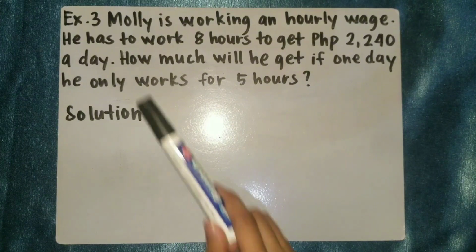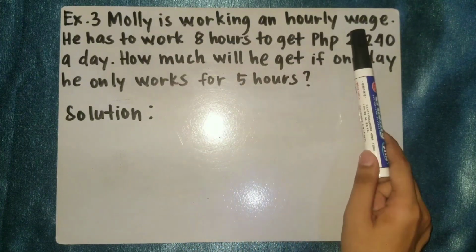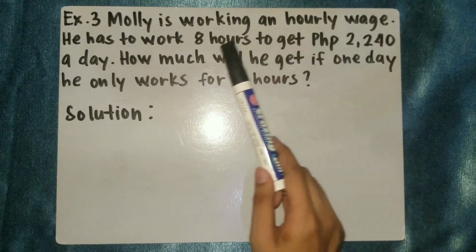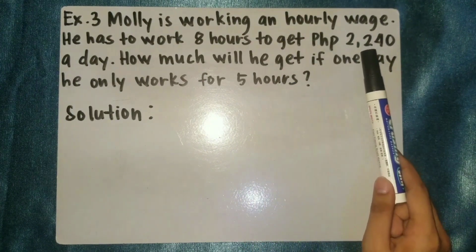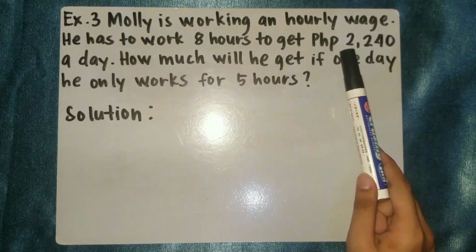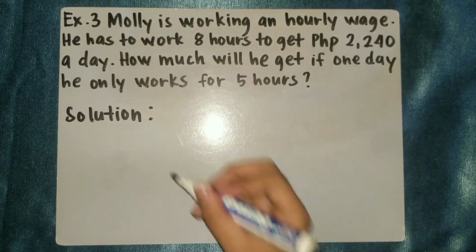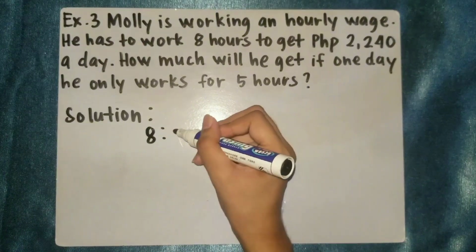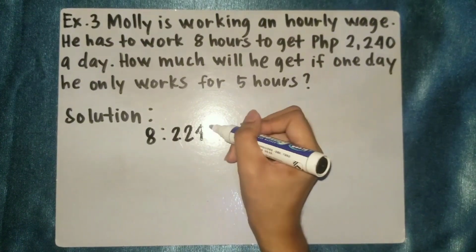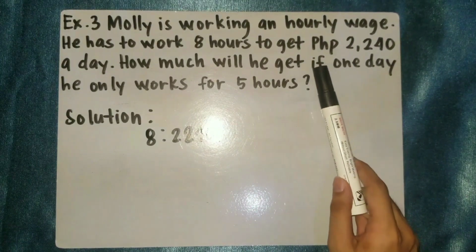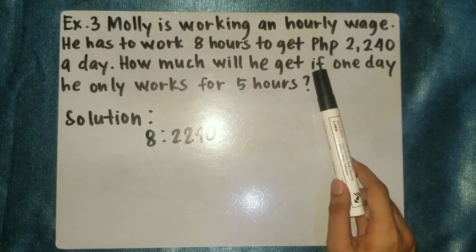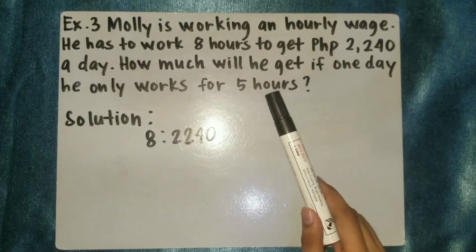Sabi dito, Molly is working an hourly wage. Kinakailangan niya magtrabaho ng 8 hours para makakuha ng 2,240 pesos sa isang araw. So ito yung magiging first ratio natin. 8 hours is to 2,240 pesos. Then next, magkano naman yung halagang matatanggap niya kung siya ay magtatrabaho lamang sa loob ng 5 oras?